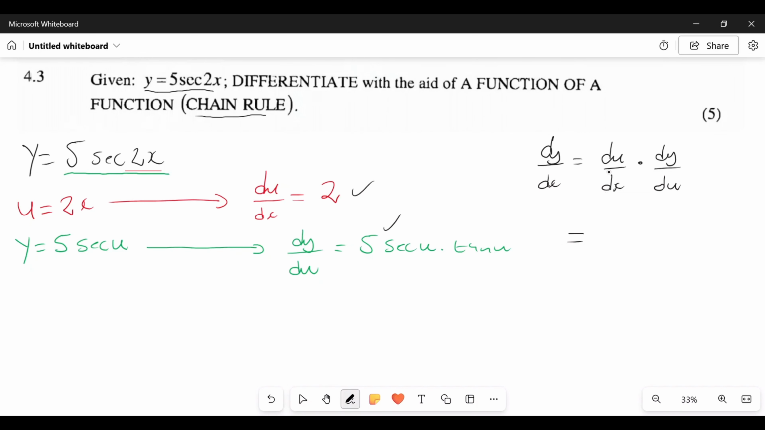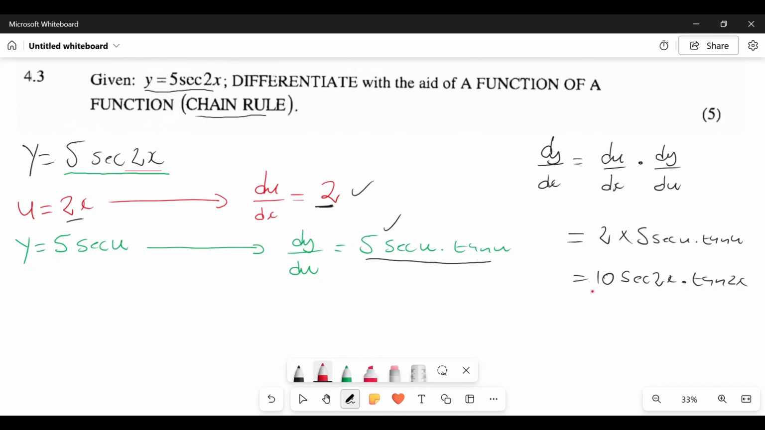So let's continue. Du over dx is 2, this one here, guys, right? Multiply by dy over du, which is this one there. So multiply by 5 sec u multiplied by tan u. There we go. So if you say 5 multiplied by 2, this is going to give us 10. So multiply by sec. Instead of writing u, remember u is equal to 2x. So this is going to give us sec 2x multiplied by tan 2x. Guys, this was free marks there, guys. Right? These were free marks.